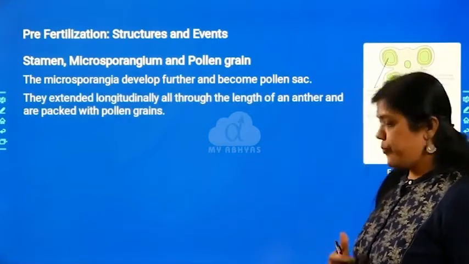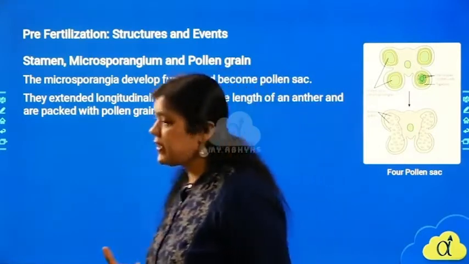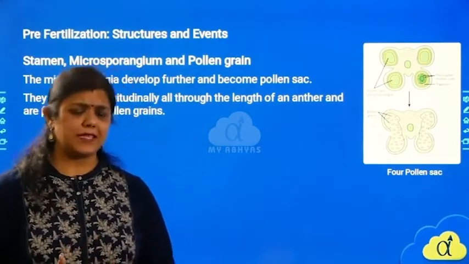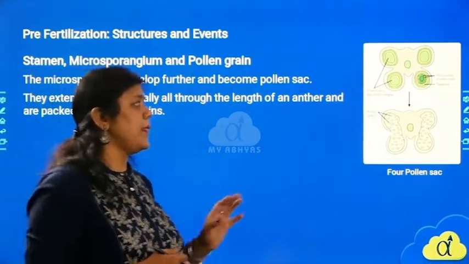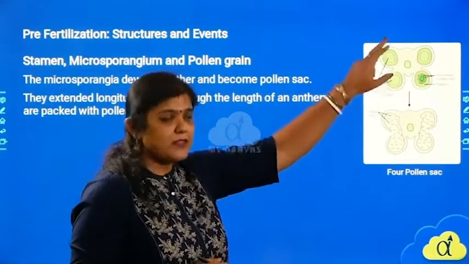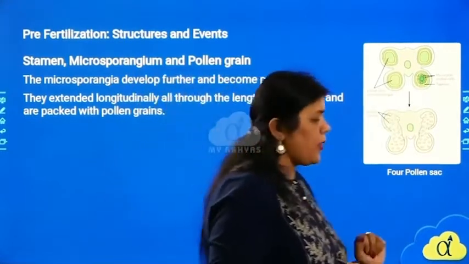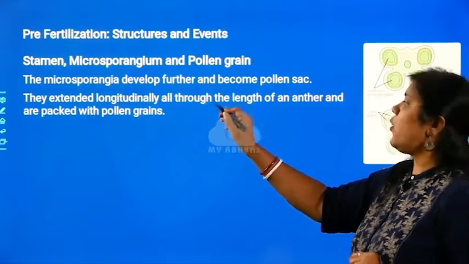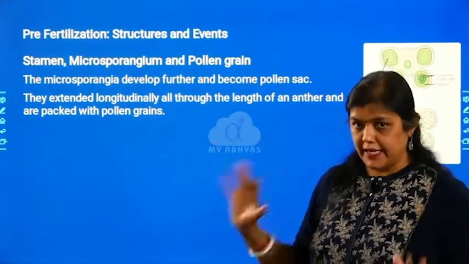Okay. Now, these microsporangia will develop further to form the pollen sac. Pollen sac and microsporangia are the same. Microsporangia itself will develop into the pollen sac. Can you recall what I just drew? There are 4 tetragonal structures. Now, what happens in this? They extend longitudinally all through the length of an anther, and they are packed with pollen grains.